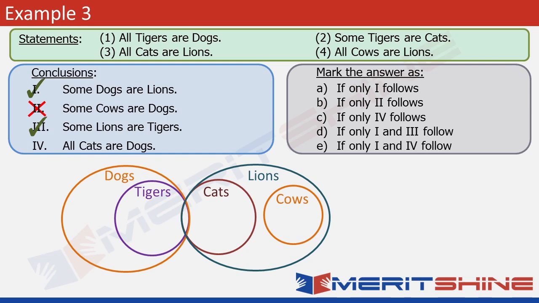Number 4. All cats are dogs. Some cats are dogs, but not all cats are dogs. We can see it from the figure. So it does not follow. So the answer would be option D. Only 1 and 3 follow. So again, this was only about making the correct figure and nothing remains in the question.